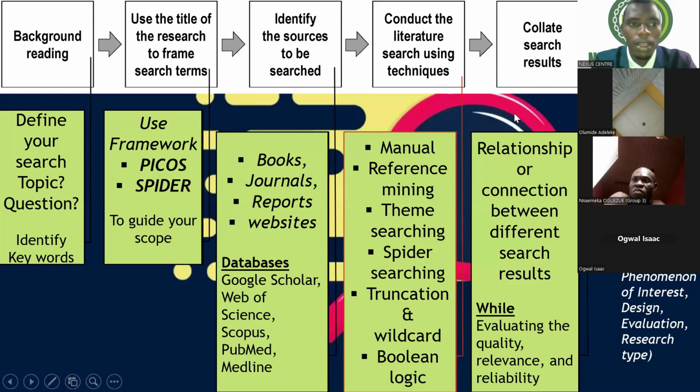So what could be the steps? What do I need to do? You've gotten this question of yours, the topic. You need to define the topic and also define your research question as the first steps in doing a literature review.